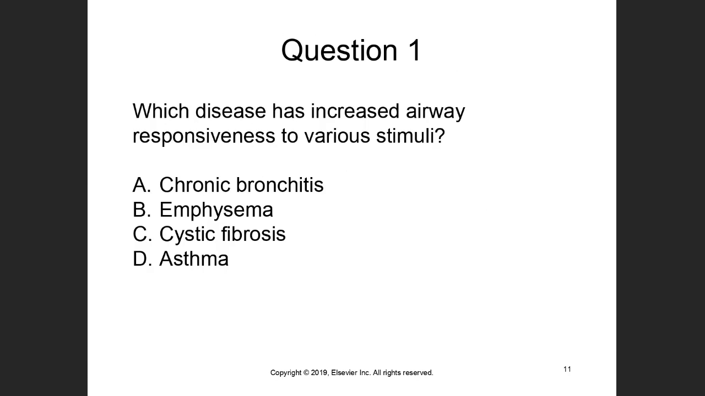We have question number 1. Which disease has increased airway responsiveness to various stimuli? What is the answer? Exactly, it's D right here. We are going to be covering chronic bronchitis. Chronic bronchitis is a type of COPD, but it's more related to chronic cough. Emphysema is extremely linked to smoking, as is chronic bronchitis, and cystic fibrosis is a genetic disease.